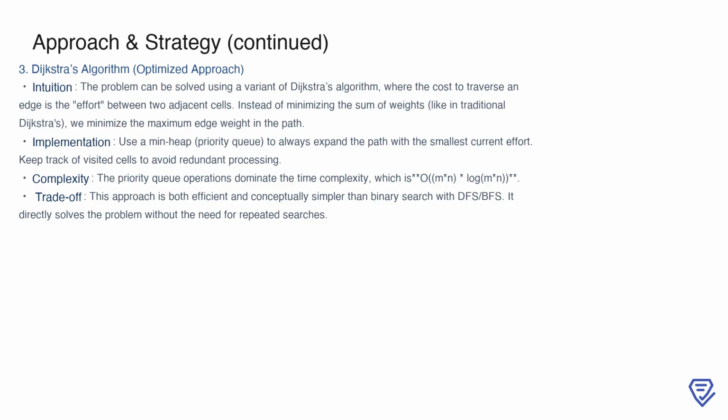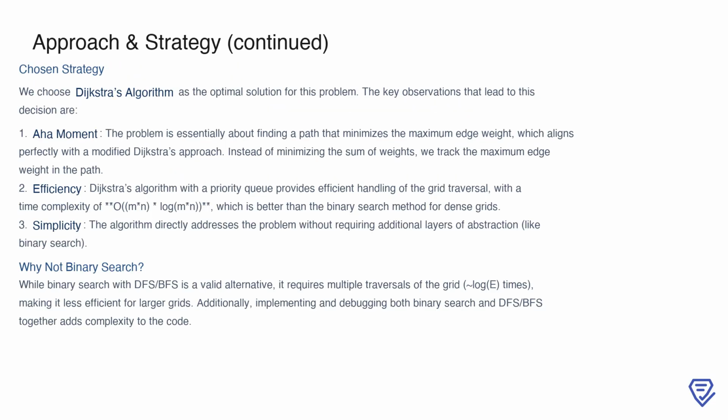This method is both efficient and conceptually straightforward, directly addressing the problem without requiring additional abstractions like binary search, making it a strong candidate for solving the problem. The chosen strategy for solving this problem is Dijkstra's algorithm due to its alignment with the problem requirements and its efficiency. The key insight is recognizing that the problem revolves around minimizing the maximum edge weight in a path, which is naturally handled by a variation of Dijkstra's algorithm.